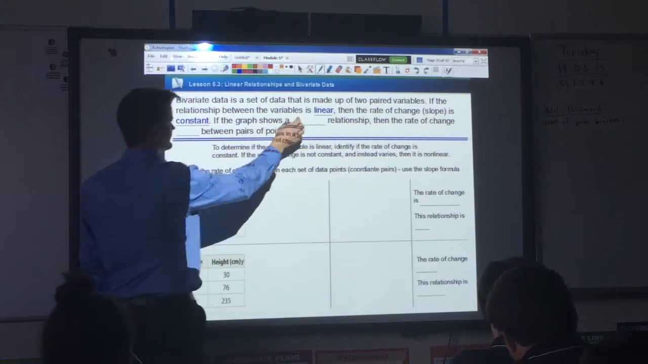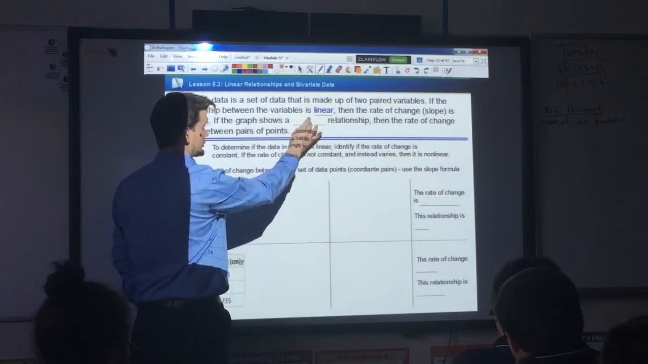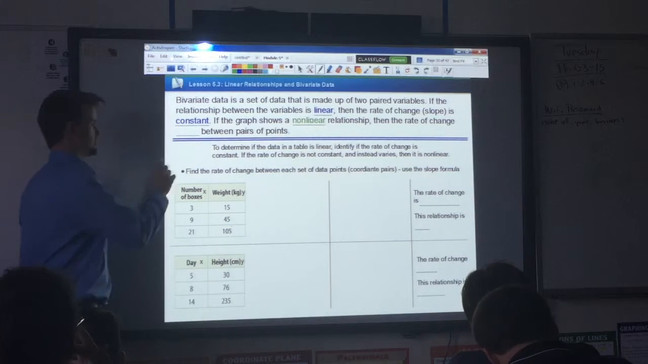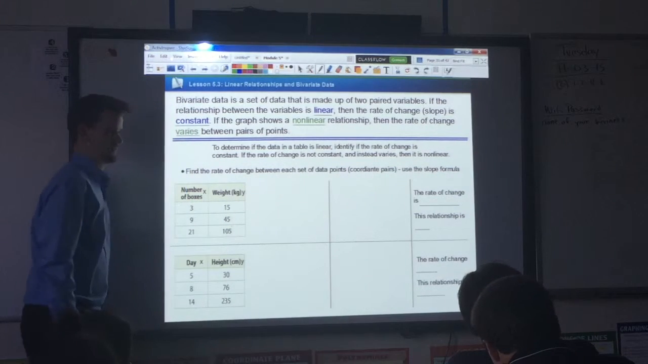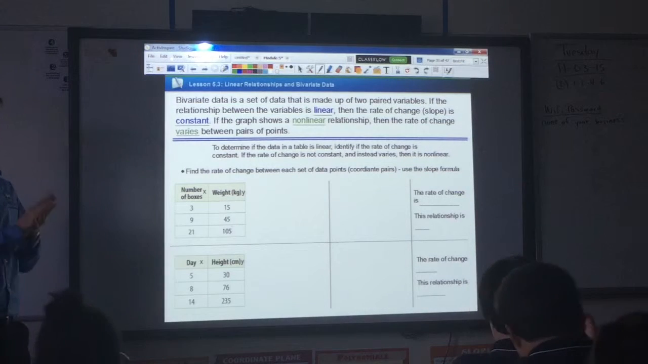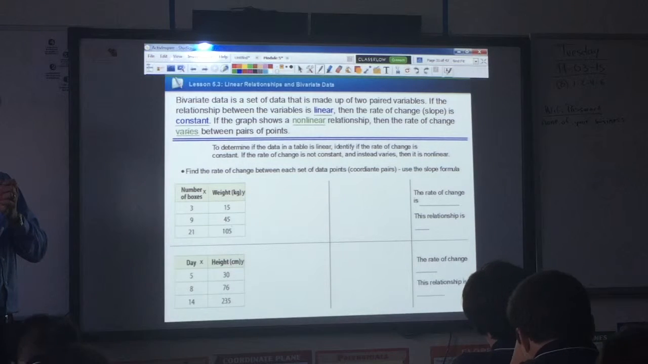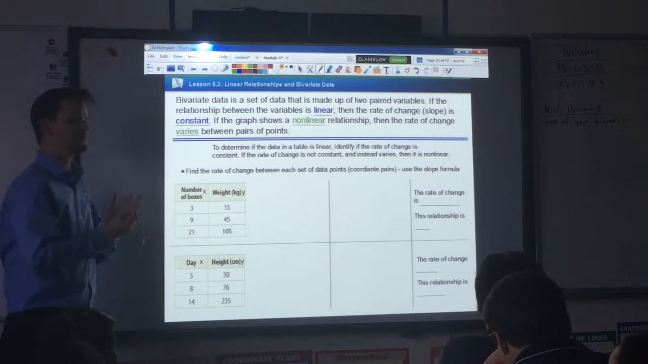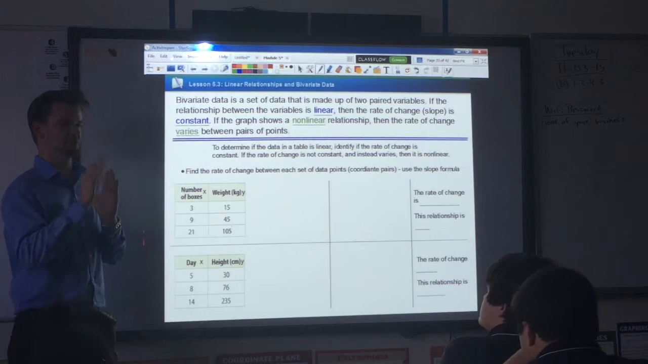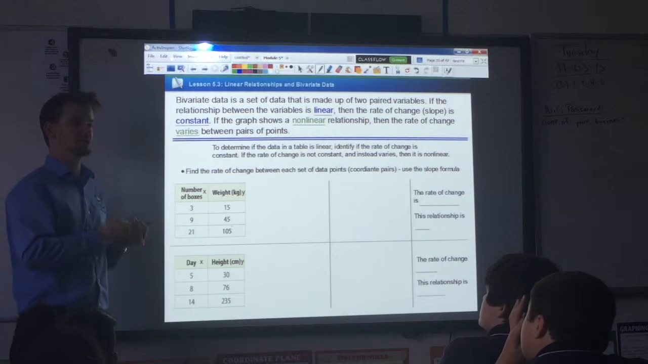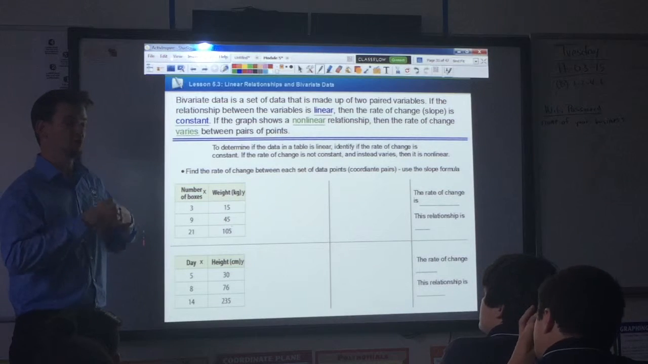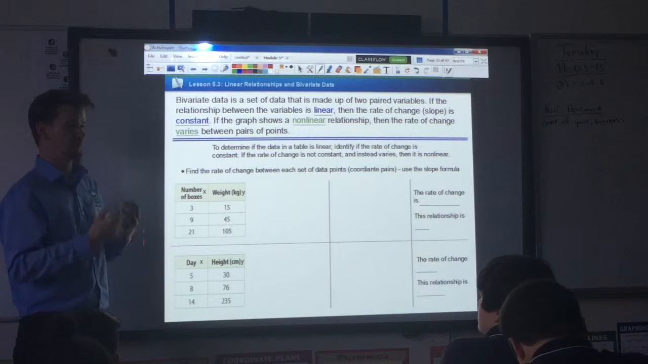Now, if the graph or table or whatever shows a nonlinear relationship, then the rate of change between the pair of points will vary. So what we're looking to find out is if we have a constant rate of change in regards to our data points, because we're dealing with tables right now. If we have a constant rate of change between all of the different sets of data, then we have a linear relationship. If we do not have a constant rate of change, then we do not have a linear relationship. How do we do this?